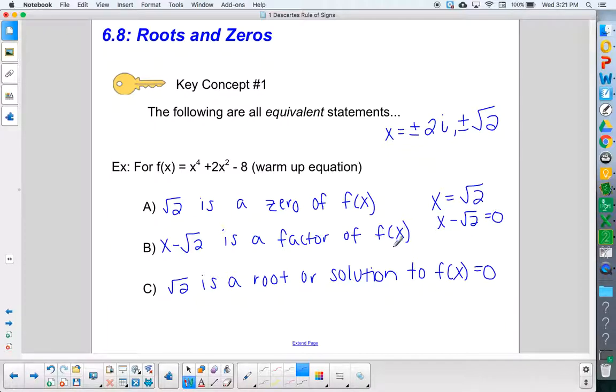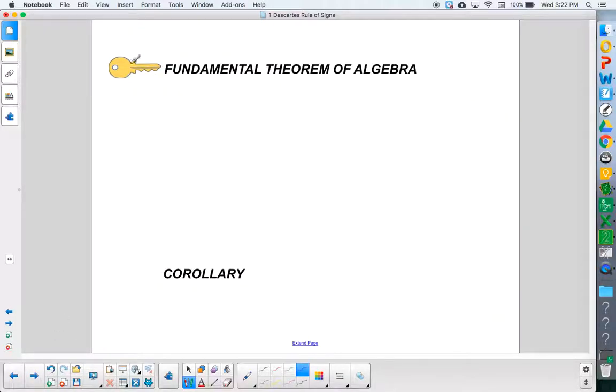And then another way to say that is the square root of 2 is a root or solution to the equation being equal to 0. Pretty basic. We've been using that wording all year. We're just making it more formal at this point. The next thing that we're going to learn, and this is really key, this is the fundamental theorem of algebra. Fundamental meaning that it's super duper important.